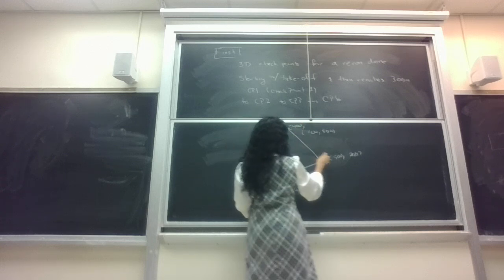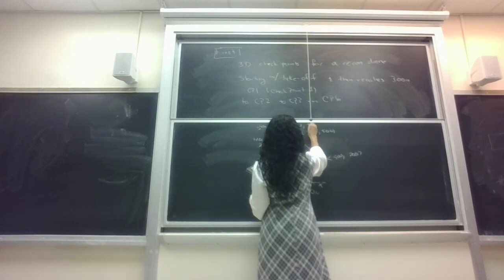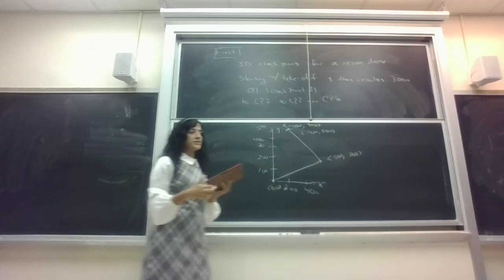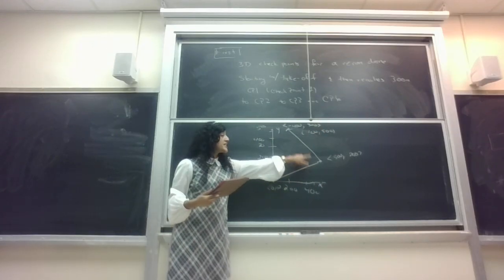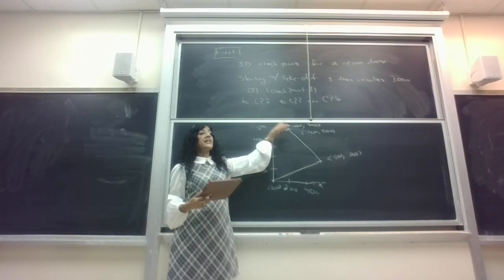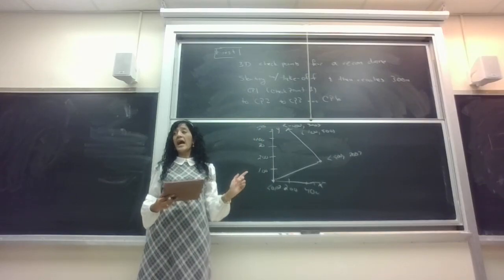I'm just making sure I wrote everything up right. 500 minus 200. That's your second vector. That's your displacement between these two. And then go on. For all 6 of them, you'll have it.